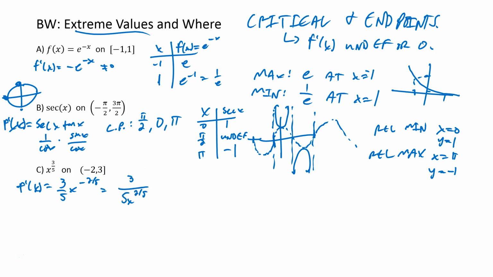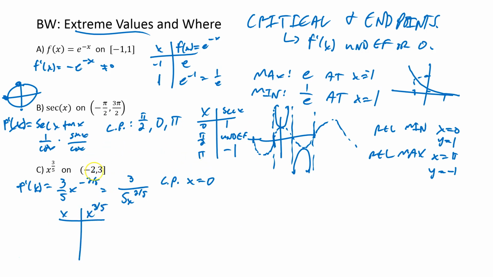Okay. And let's see, so the only critical point in there then, this will never equal 0 because we have a number on the top, and the only way a fraction could be 0 is if the top is 0. And this is going to have a critical point, though, when x equals 0. So our only critical point is x equals 0. Okay. So let's see what's going on here. So we make our list, our x, and then our x to 3/5.